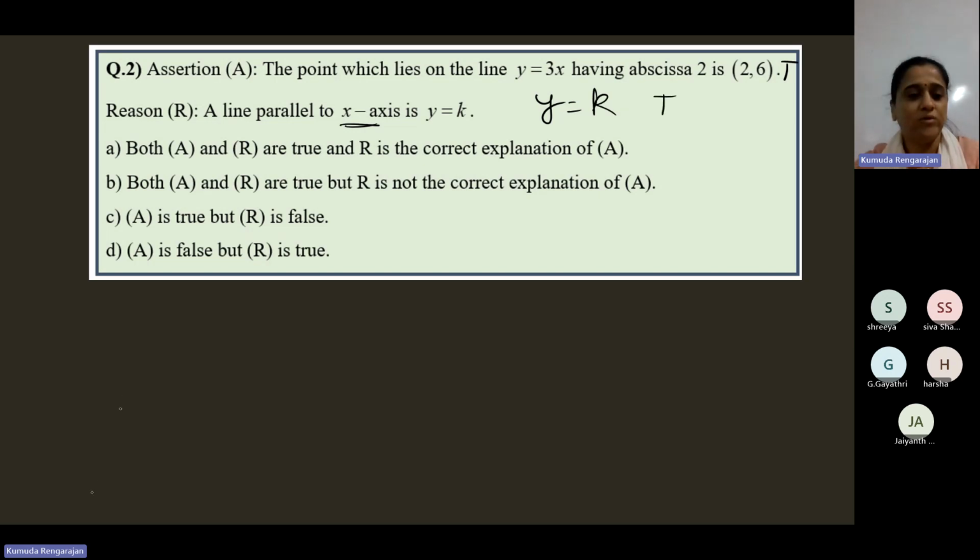So we'll complete this in the next class. Both the statements are true. Both are true, but we have to see if it's option A or option B. We'll do that in the next class. All right?